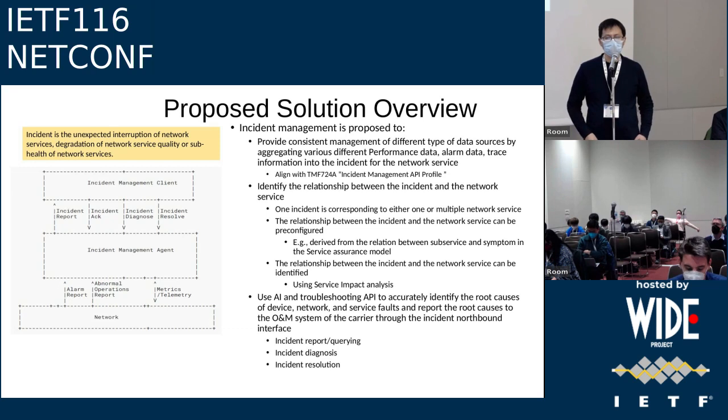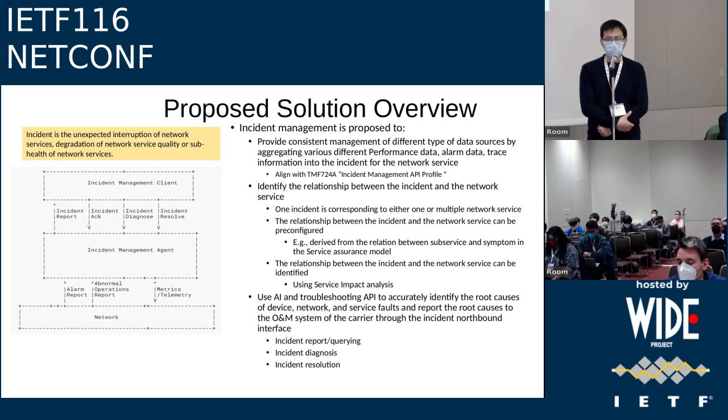In addition, we really need to identify the relationship between the network service and the incident. So we have two ways to do this. One is to pre-configure the relationship between the incident and network service. Maybe we can reference some of the service assurance work, and based on that, we can infer this kind of relationship. And the second one is you may rely on some artificial intelligence or machine learning mechanism. You perform some kind of service impact analysis, so you can decide which incident really affects the service.